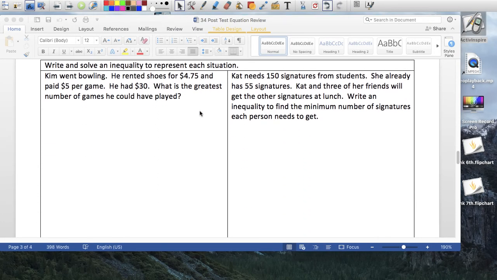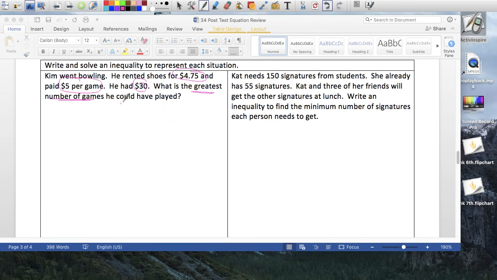Okay, so write and solve an inequality to represent these situations. So Kim went bowling, he rented shoes for $4.75 and paid $5 per game. So I'm going to circle, this is important. What is the greatest number of games he could have played?